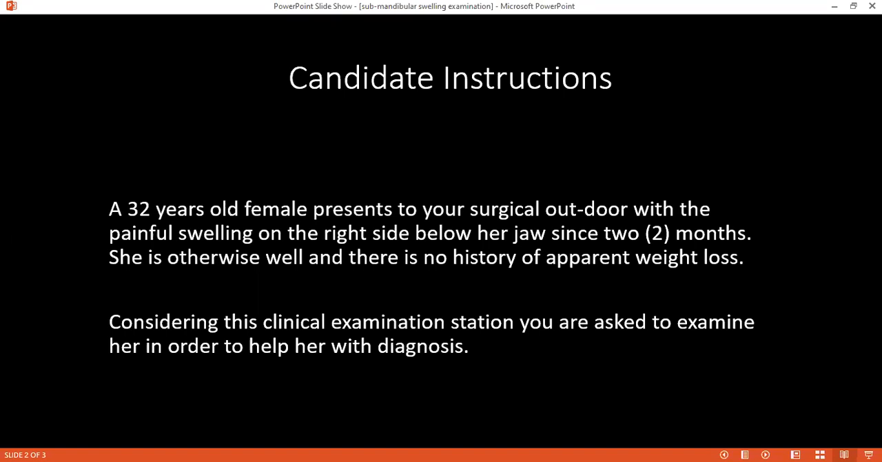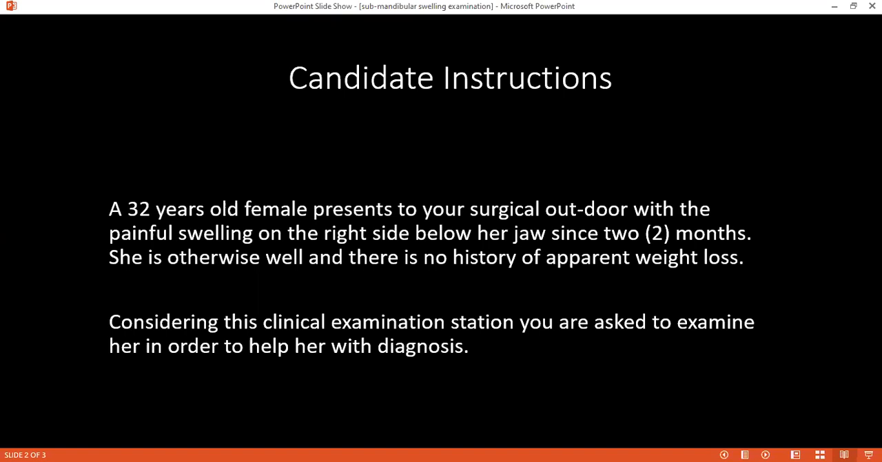Very good. So what are your differential diagnoses for this patient? It can be a swelling which is benign or malignant. Benign, it could be sialolithiasis, a stone, or an infection. And then at the end, it could be a neoplasm.